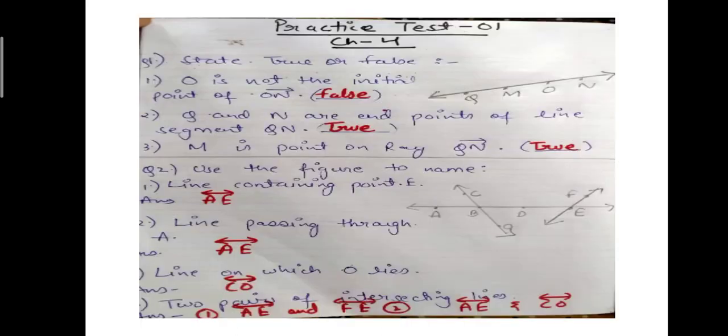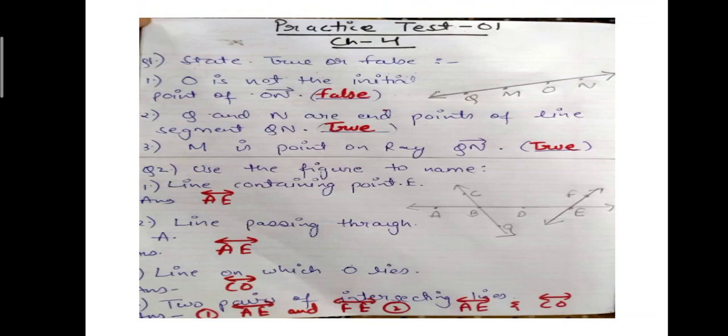Okay, the first question, first part was: O is not the initial point of ON. Children, as you can see, in line ON, O is an initial point of ON. But what is being asked in the question? The question says that O is not the initial point of ON. Since O is the initial point of ON, hence the statement is false.